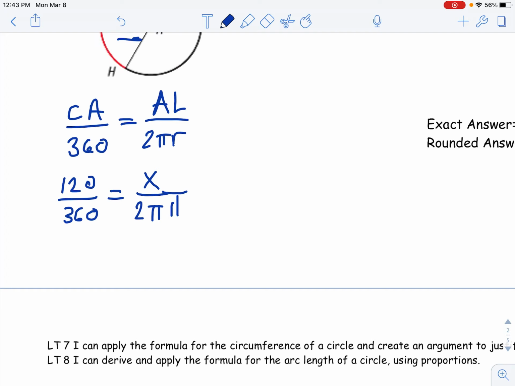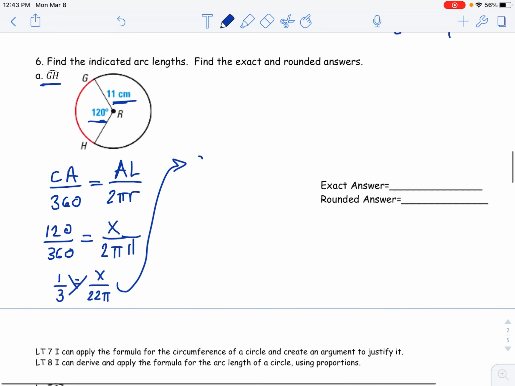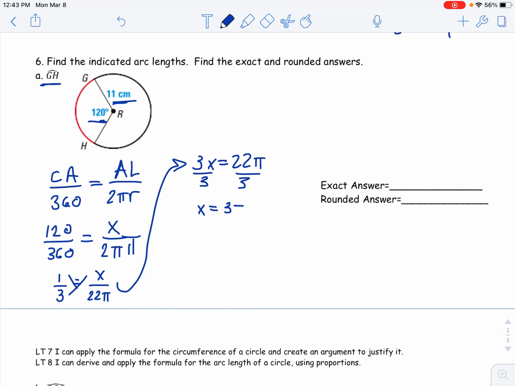Now I'm gonna simplify. 120 over 360 naturally just goes to 1/3. And then x, 22 over pi. Cool beans. All right, cross multiply. Boom, come over here. I'm gonna get 3x equals 22 pi. And then just divide both sides by 3 and realize this is exact.